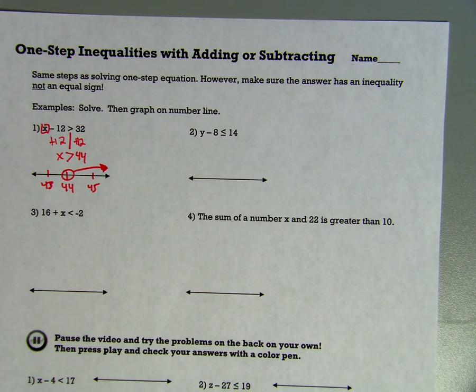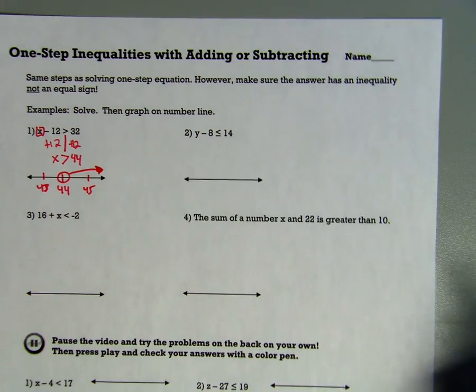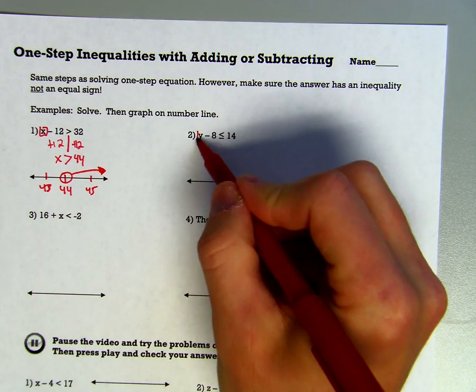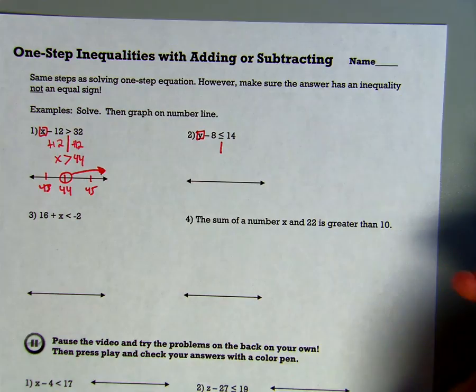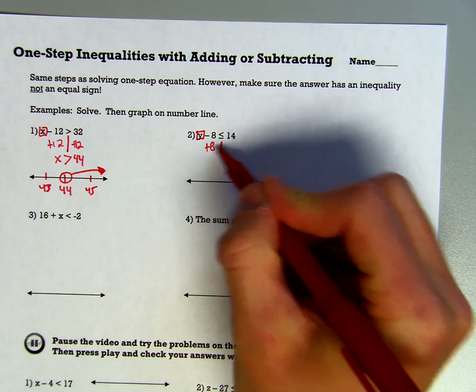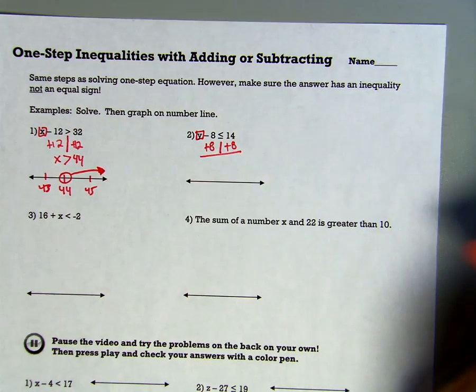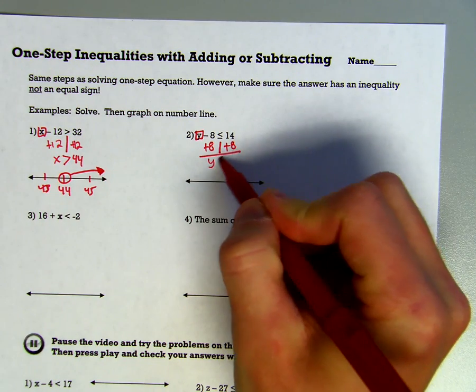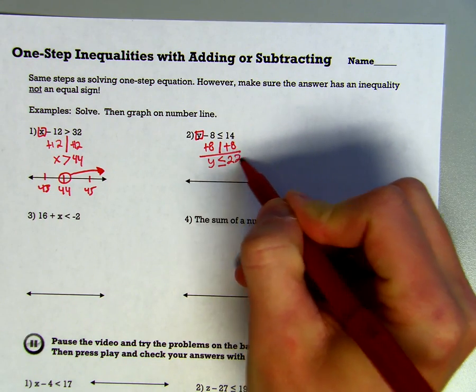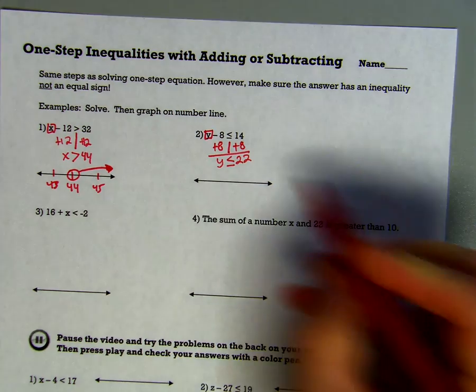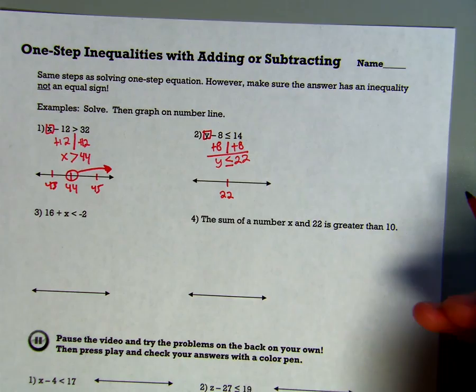Number 2, y minus 8 is less than or equal to 14. Go ahead and box my variable. Draw my line down. I'm going to add 8 to both sides. And I get y is less than or equal to 22. Let's go ahead and graph it.